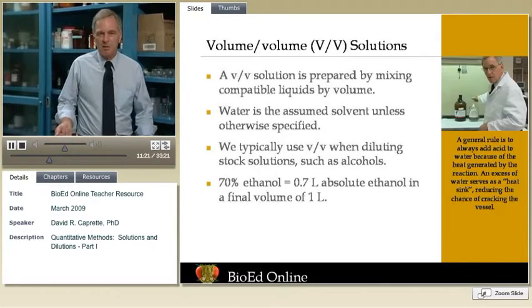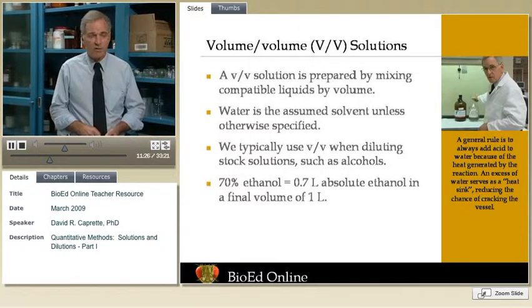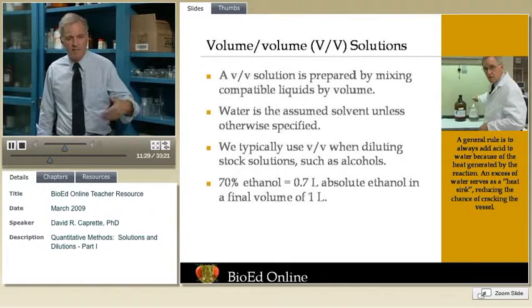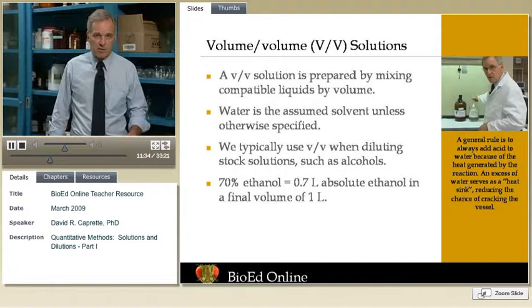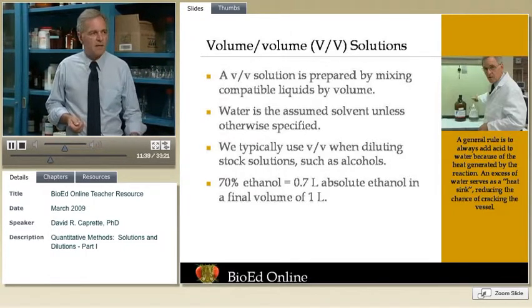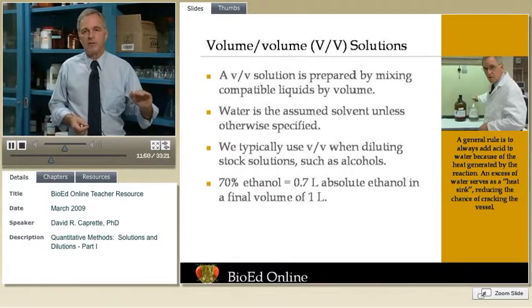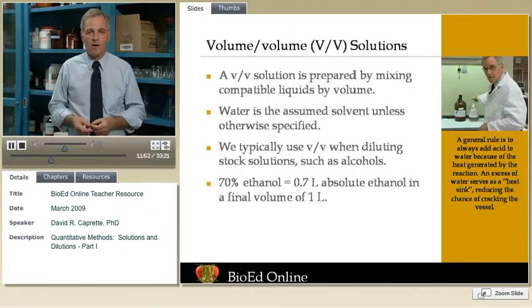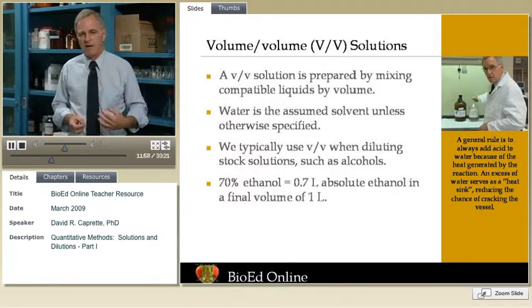If we're only working with liquids, then volume in volume is a very convenient way of describing a formula. For example, in histology, we work with various grades of alcohol in order to dehydrate our samples. To make 70% alcohol volume to volume, we would take 70 milliliters of 100% alcohol, pure ethanol, usually denatured, and mix it in a final volume of 100 milliliters with distilled or deionized water.